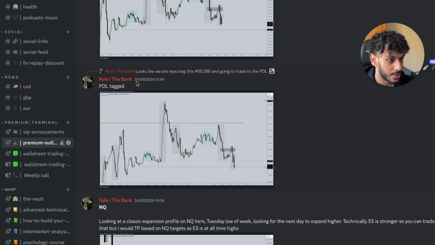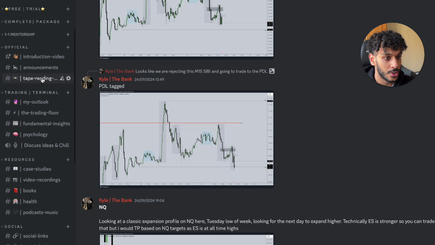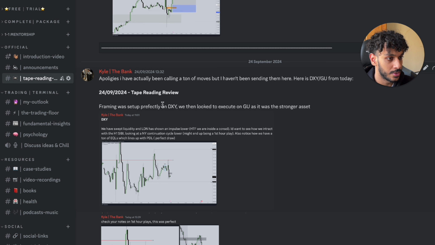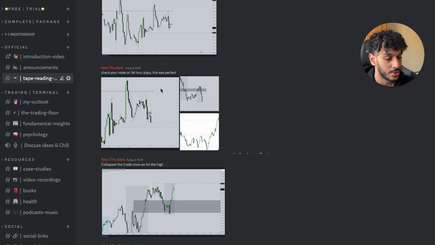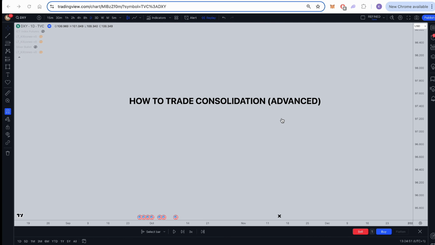Okay, this is on the 24th. You can check all the timestamps. If you want to see these screenshots, you can go inside the Discord and go to trade recap, and if you scroll to this date here, 24/09, you'll be able to see the screenshots. And this is basically what I called, but I'm going to show you this in the charts anyway.